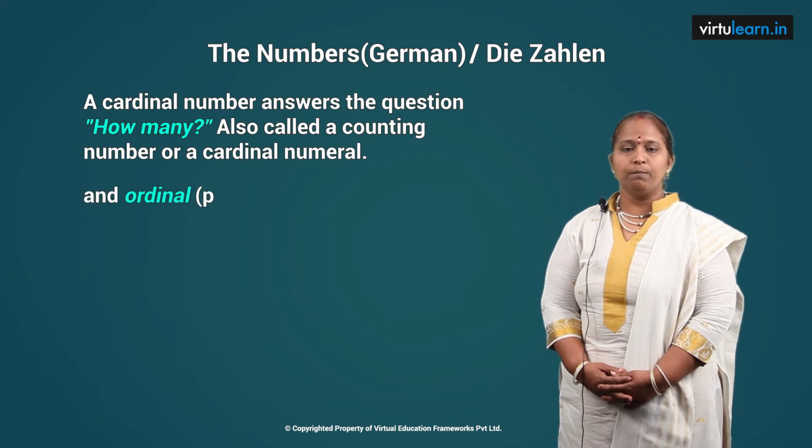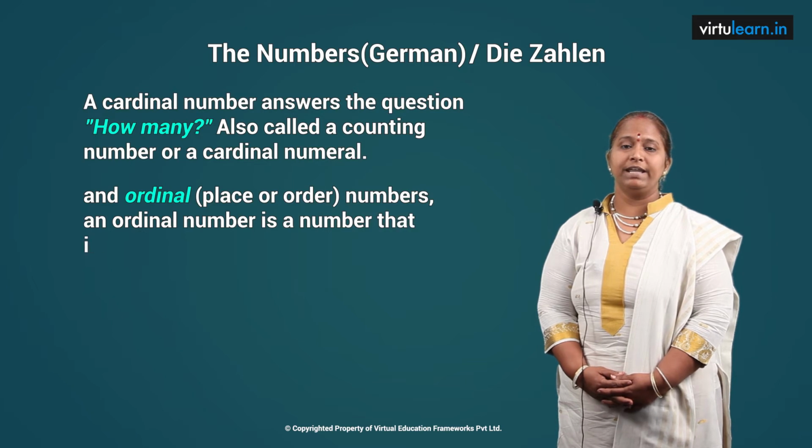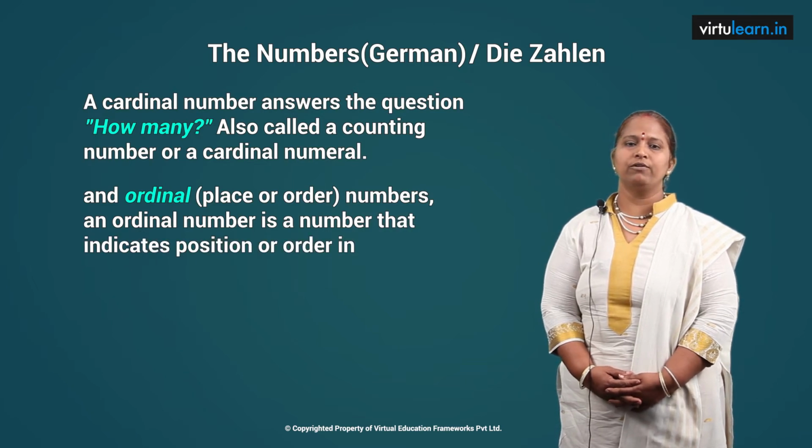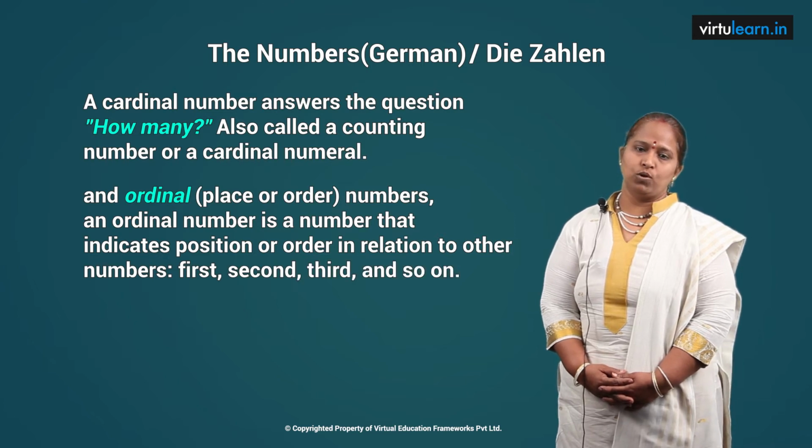And ordinal, place or order numbers. An ordinal number is a number that indicates position or order in relation to other numbers. First, second, third, and so on.